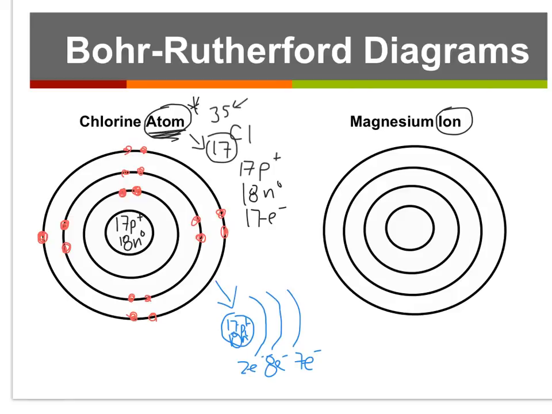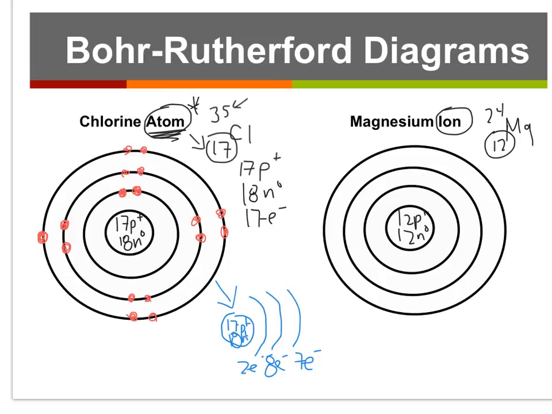All right, so our magnesium ion. Magnesium's atomic number is 12, mass number is 24. So that means magnesium has 12 protons. Let's put that in the center there. It has 24 minus 12, or 12 neutrons.